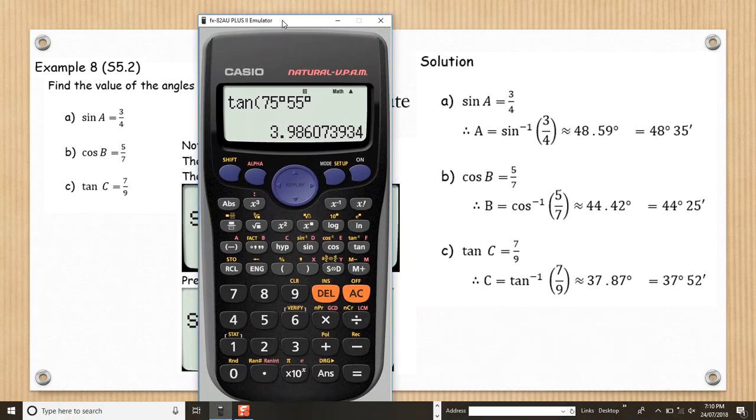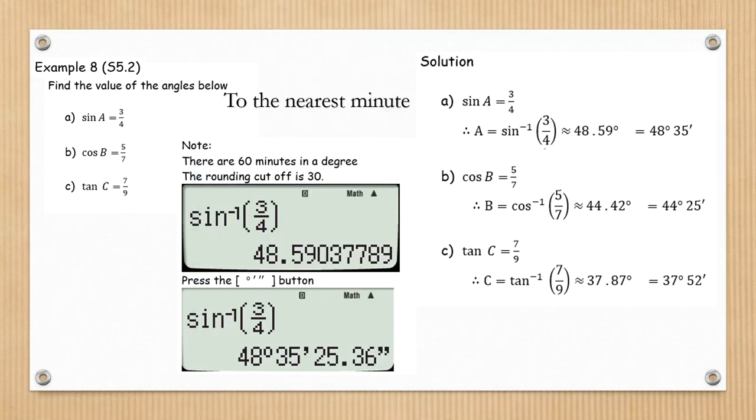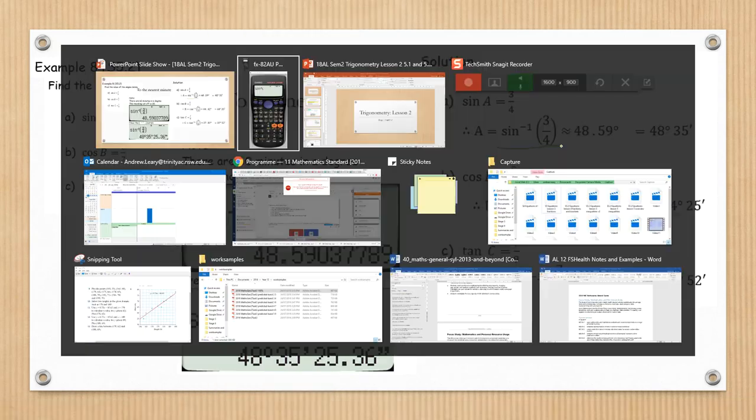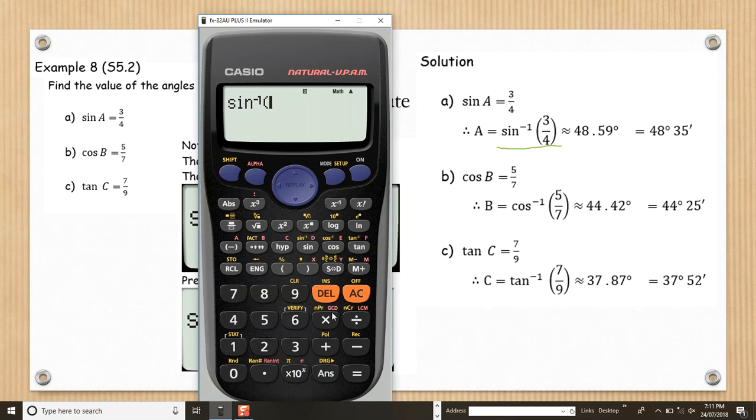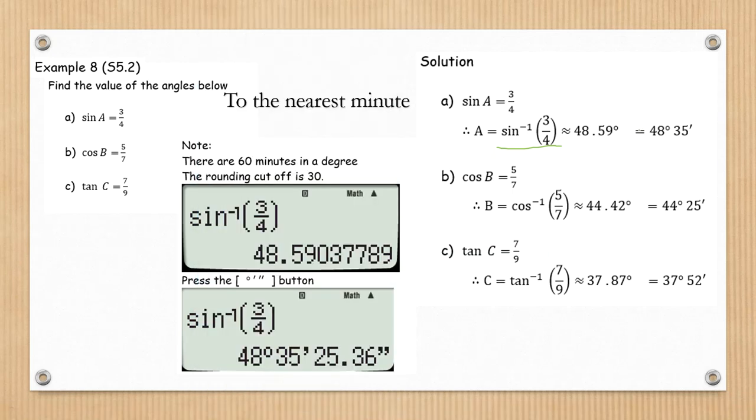So just going through that with the calculator. Shift sine 3 over 4. So we're doing this part here. So we get 48.59. If we press this button again, it tells us degrees, minutes, and seconds. So 48 degrees, 35 minutes, 25 seconds. And we round to 48.35, which I have over here.